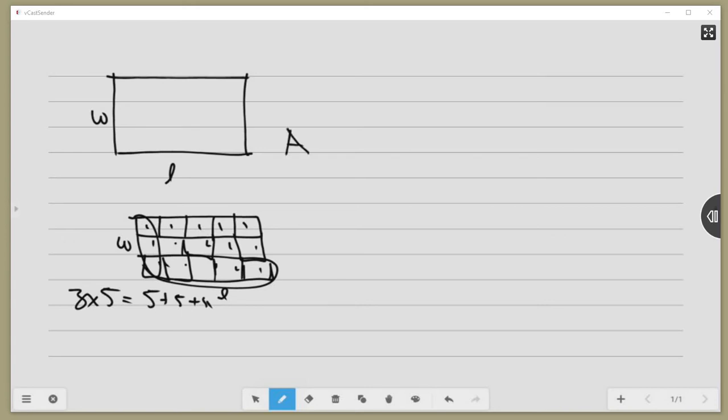The area of all rectangles is simply W times L. Why? Because it's the same way you would add up points without counting them individually. Width times length, right? But what I want you to know is the same concept of trying to figure out how many points there are in a matrix.